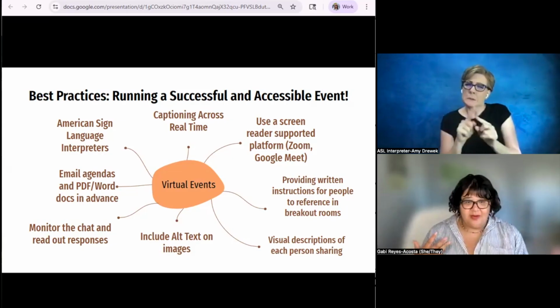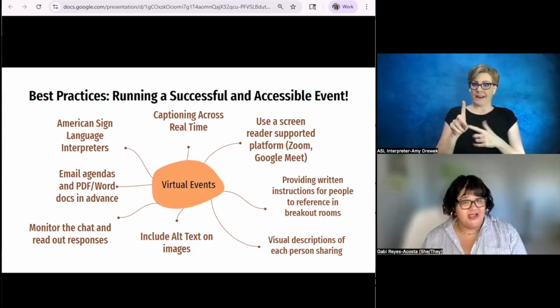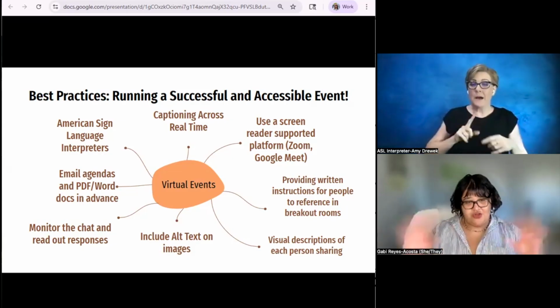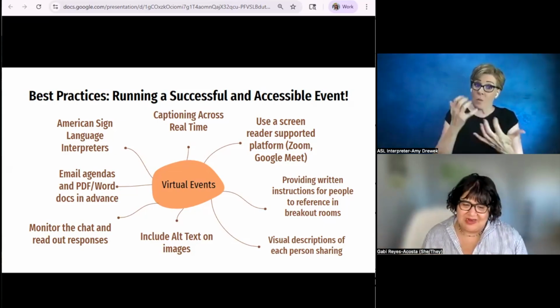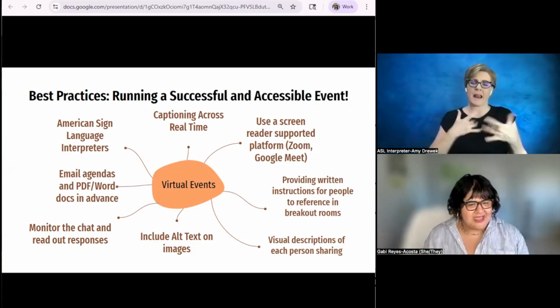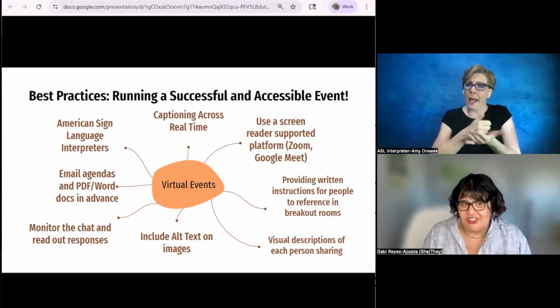Hybrid is really the best of both worlds, but it does include some intentionality in how you're structuring your space. So if you are interested in a hybrid event, please let me know, and I'd love to support you in thinking that through. Any questions before we move on?